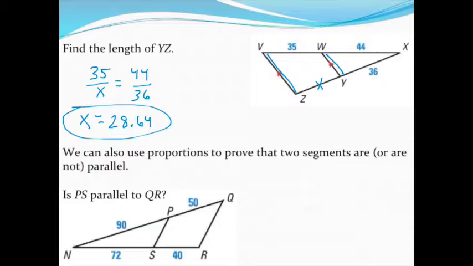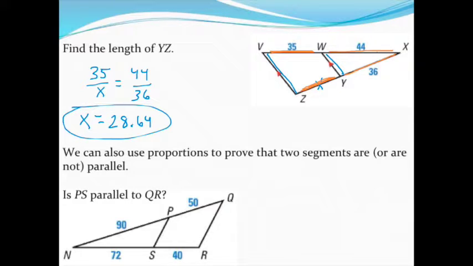That's the proportion that I would use, and I'm consistent in the sense that I'm setting up this 35, which is part of a side of the triangle, not a complete side, over this other partial side. So I'm matching those two sides up, and then 44, which is a whole side of the small triangle, over 36, the other whole side of that triangle. So this proportion is consistent.